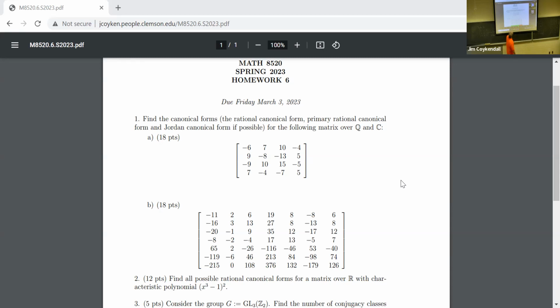right? So I want you to find the reason, don't let the number of points this is worth intimidate you. I don't think this is a terribly hard assignment, but it'll help you get your hands started figuring things out. I want you to find the primary rational canonical and Jordan canonical form, if possible, for the following matrices over Q and C. That's basically 3 points apiece, right? Because you got 3 canonical forms for 2 fields, right?